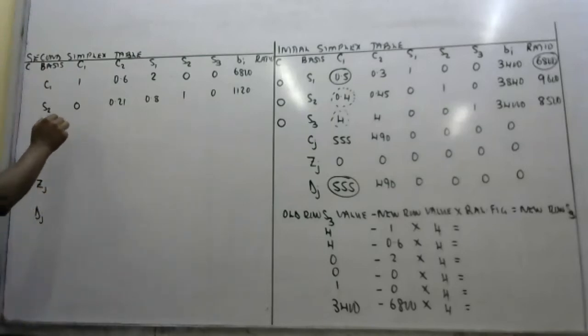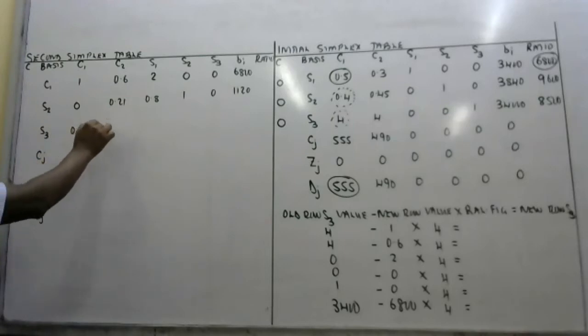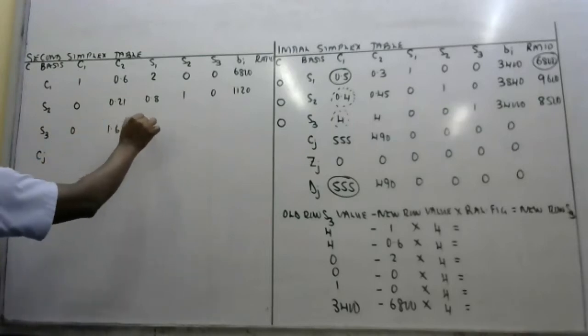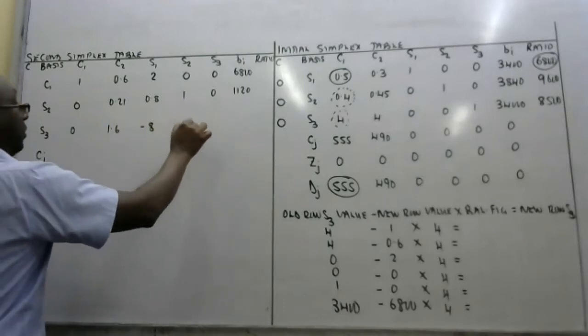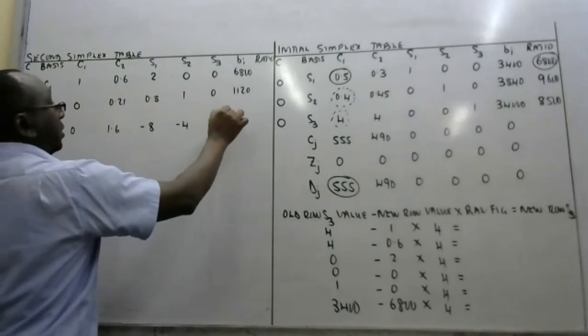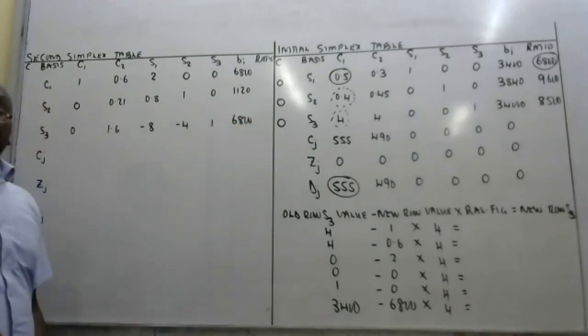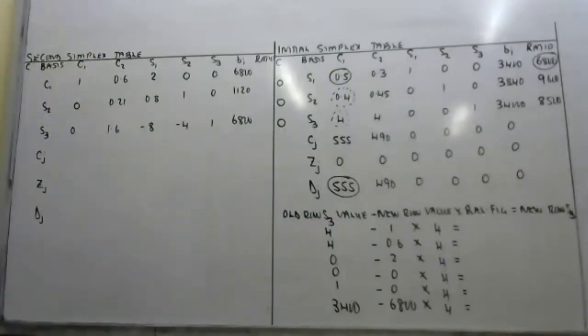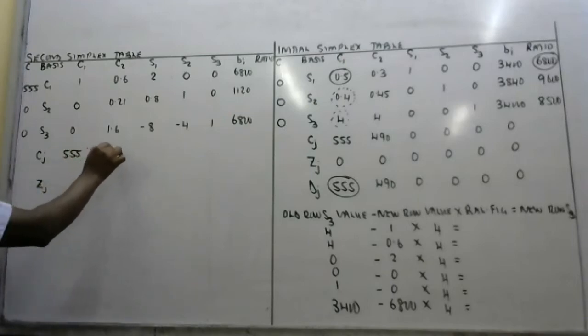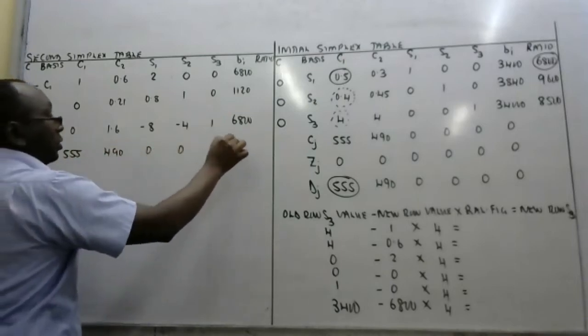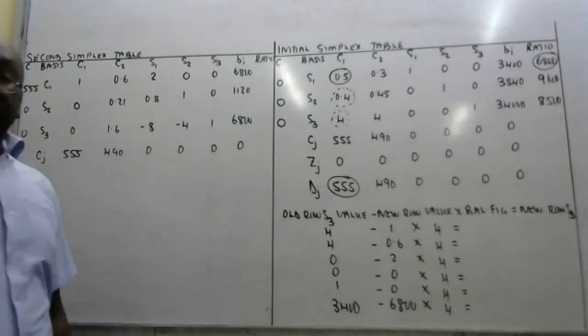Let me read the first values here: 0, 1.6, negative 8, negative 4, 1, 6,800. Okay, so if we are okay with that, we bring in here the contribution C1. The contribution is 345. S2 is 0, S3 is 0. Then CJ, these ones I told you they remain 345, 90, 0, 0, 0, 0. So CJ remains.